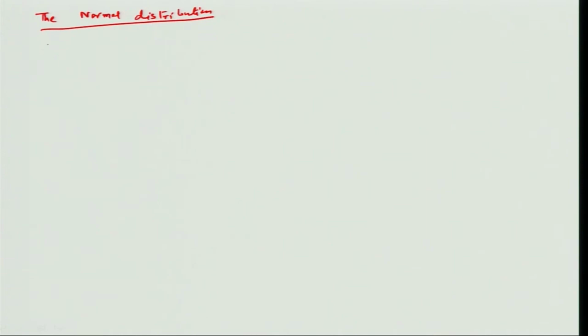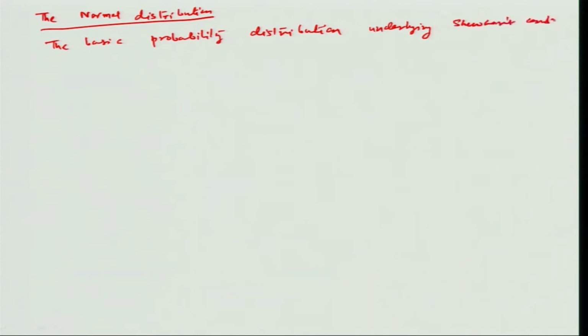So, the basic probability distribution underlying the Shewhart's control chart, as I think I had illustrated earlier, limits for variable data is the normal or Gaussian distribution.